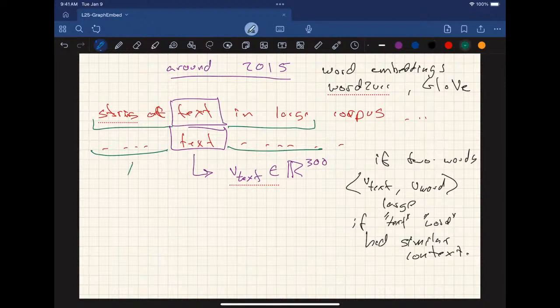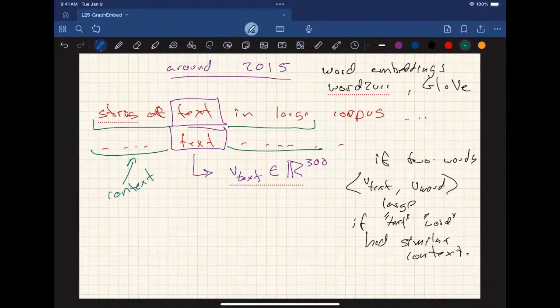The green regions, this is the context, right? The words in the neighborhood and the strings of text around it. If those were similar, then I would try and embed these into a 300-dimensional space so their dot product was large, right? So the more similar their context, the larger the dot product would be.